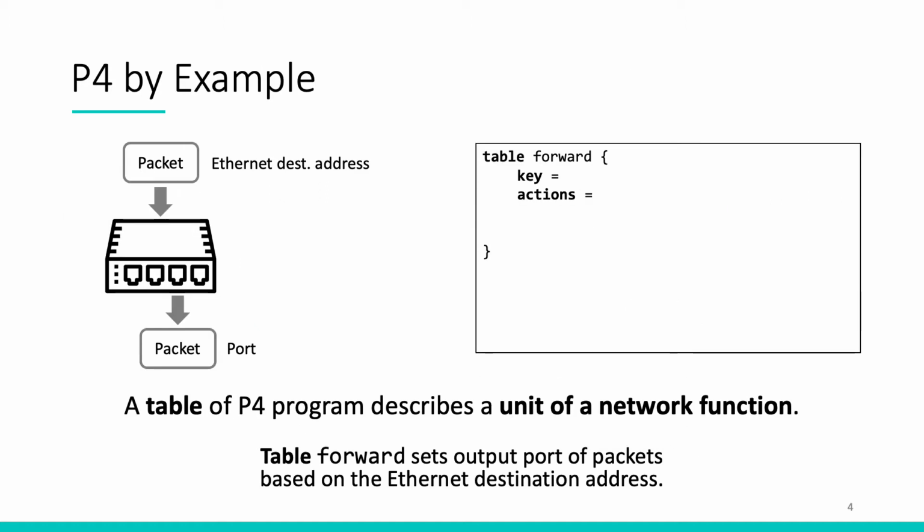Let's assume that a programmer wants to develop a simple P4 program. The function of the program is packet forwarding. That is, the network switch checks the Ethernet destination address and assigns the port number of the specified destination. Here, a table of a P4 program describes a unit of a network function. For example, table forward sets the output port of packets based on the Ethernet destination address.